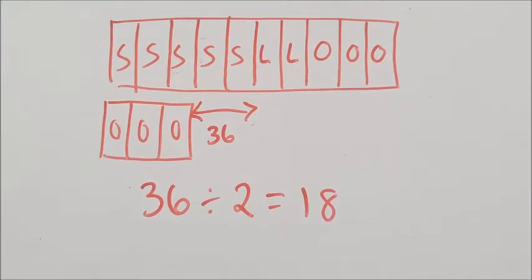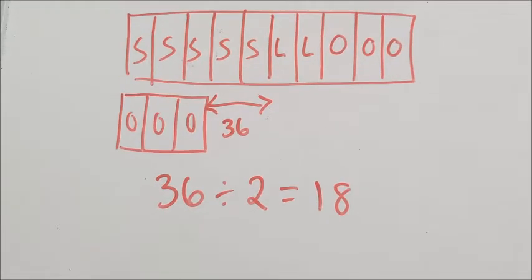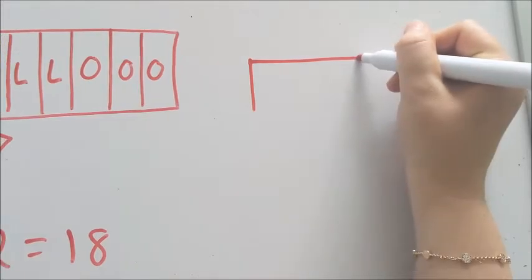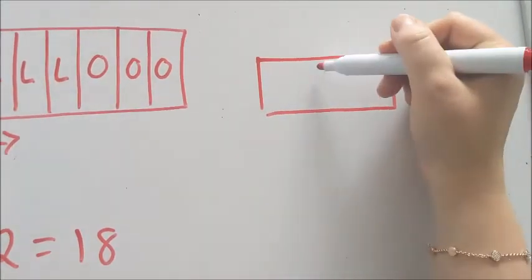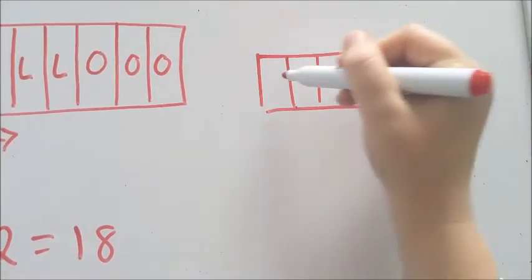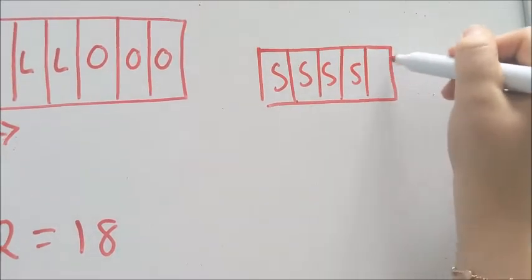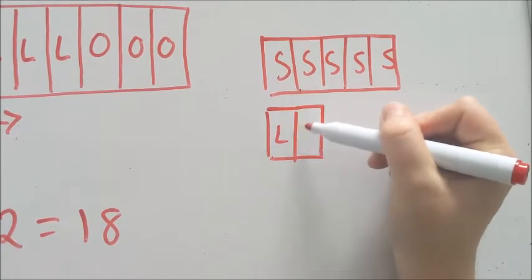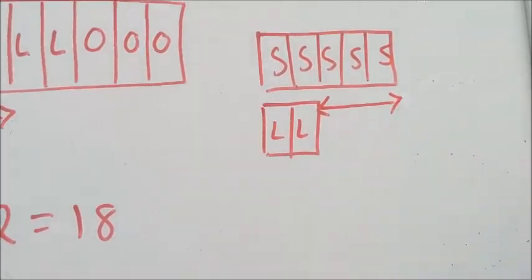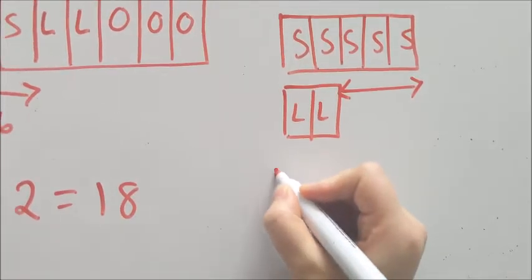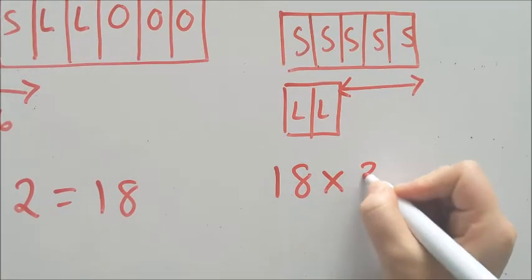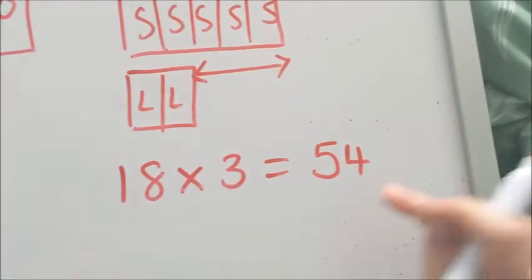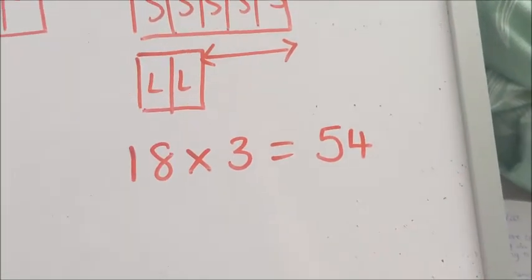So the final question is, how many more strawberry sweets than lime does Jan have? So we know 5/10 are strawberry. And we know 2/10 are lime, which gives us a difference of 3/10. So we would do 18, multiply that by 3, that gives us 54. So the final answer is 54 sweets.